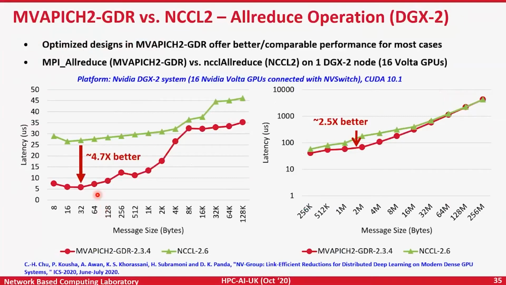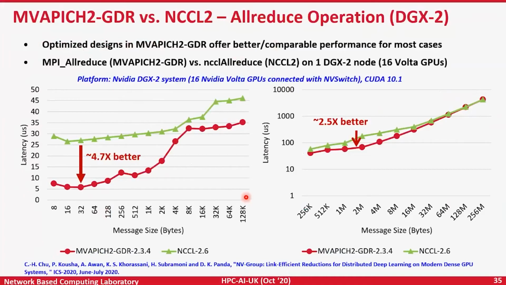On the GPU side, we have been doing a lot of optimized collectives. As you know, most of these deep learning applications depend on a lot of collectives, and one of the most important collectives is Allreduce. If you can optimize Allreduce, you get the best performance. So MPI libraries traditionally have been doing optimizations for all the different systems, so that is the trend we are carrying out.